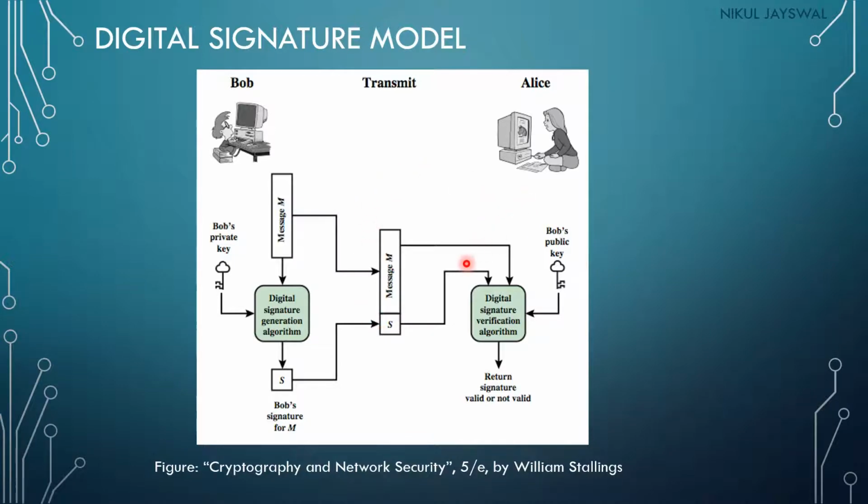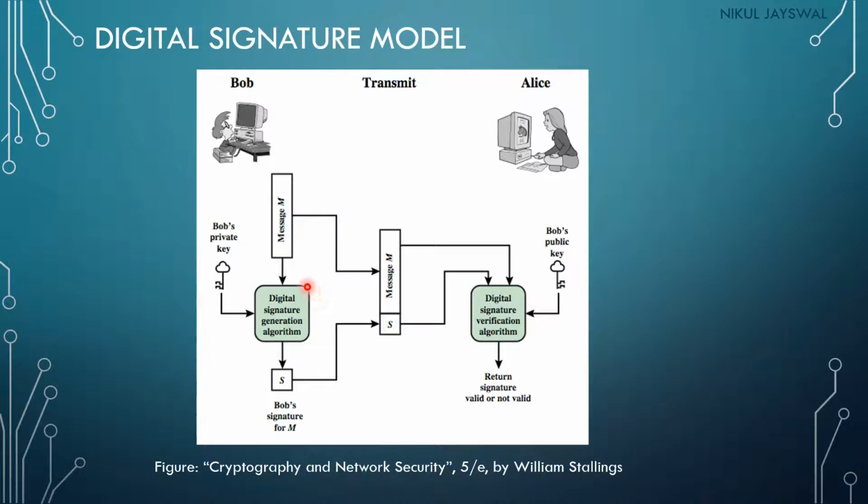Now what will Alice do? She will take the message and the signature. Again, she will give the message and signature as input to the digital signature verification algorithm. Now the verification algorithm will return whether the signature is valid or not. If the signature is valid, then Alice comes to know that this message has not been modified without authorization in transit. Clear? And she will also know that the message has come only from Bob. So this is how the digital signature works.